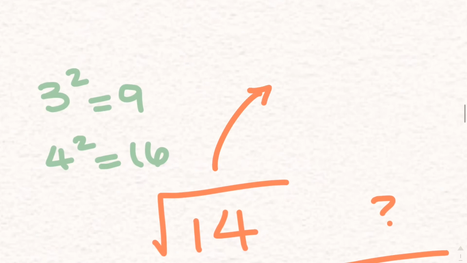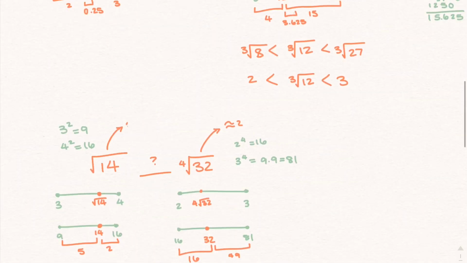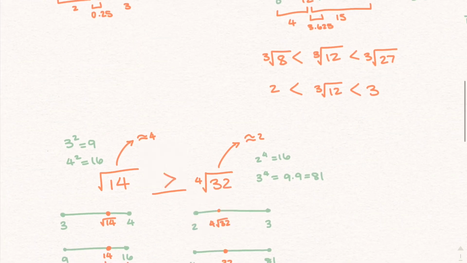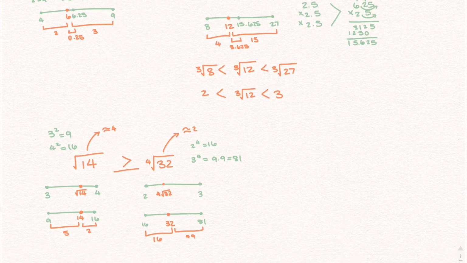And here, this is approximately 4. So just based on rounding to the nearest whole number, we can tell that the square root of 14 is going to be greater than the fourth root of 32. But if the two numbers were similar, you could always approximate down to the half like we did in the earlier examples. Next, we're going to compare rational numbers.